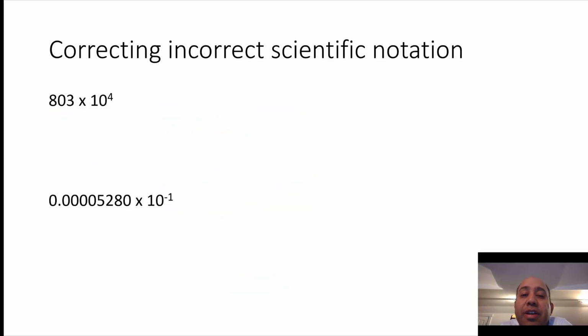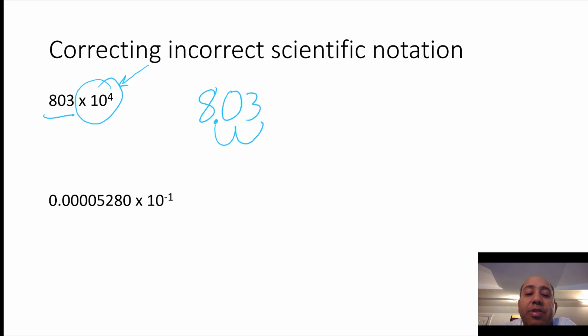Now, the third kind of question involves correcting scientific notation that is incorrect. So you can see here that 803 is not between 1 and 10, but it looks like scientific notation kind of, right? It has the base and it has the exponent. So the easiest way to do this is you ignore the circled part first. Just do 803. Okay? So you put the dot, so it makes it between 1 and 10, 8.03, and then move it back to its original location. So it's 8.03 times 10 to the second.